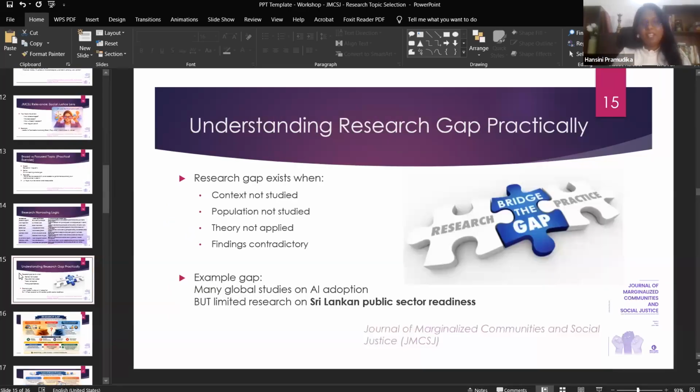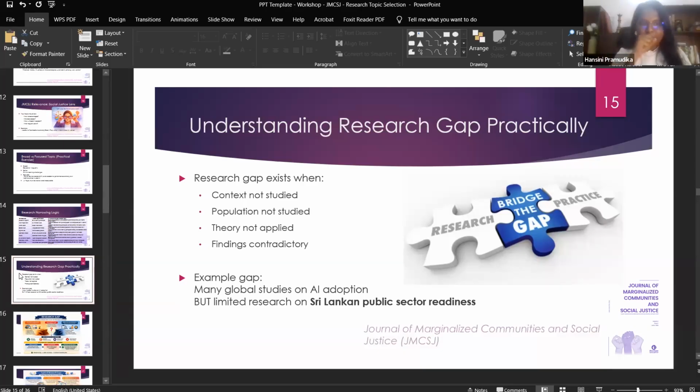And then understanding the research gap practically, right? You have to bridge this gap, right? A research gap exists when a context is not studied. So let's say there is a certain kind of research done in India, but when it comes to the Sri Lankan context, it is not done. So there is a contextual gap. And population not studied, right?